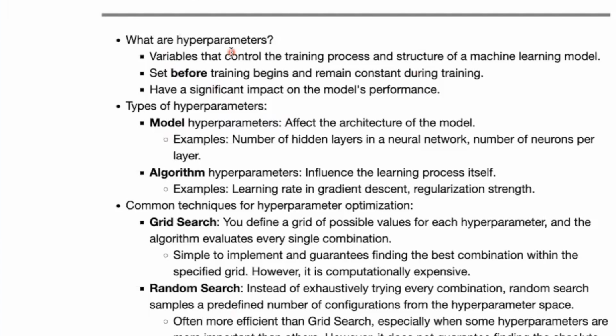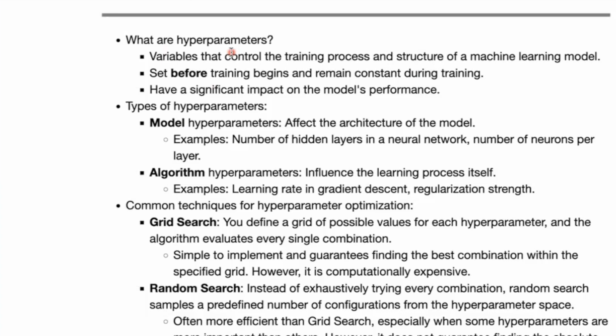Hyperparameters, you can think of them as variables that control the training process as well as the structure of a machine learning model, or in this case, a neural network model. And the reason that we call these hyperparameters is because we have to set them before the training process begins.